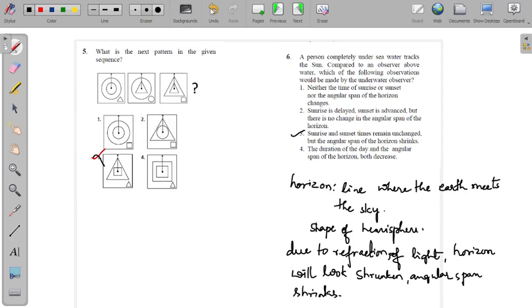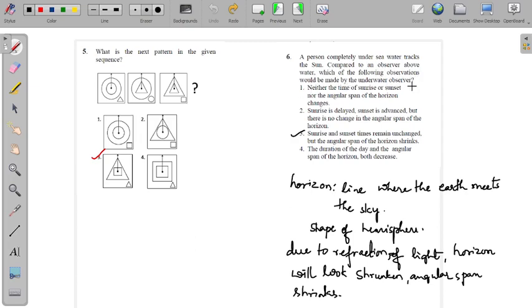Yeah, correct, third option only, because a square comes within this triangle and the triangle goes to the bottom right side. So the third option itself is the correct answer. Now, next question. A person completely under sea water tracks the sun compared to an observer above the water. Which of the following observations would be made by the underwater observer?